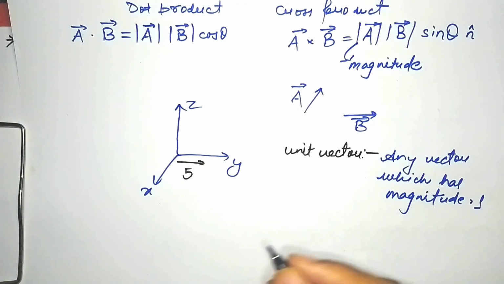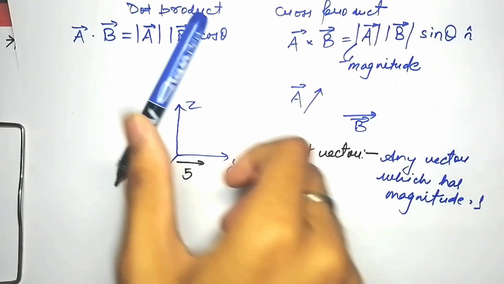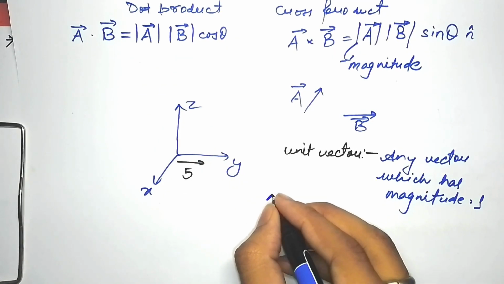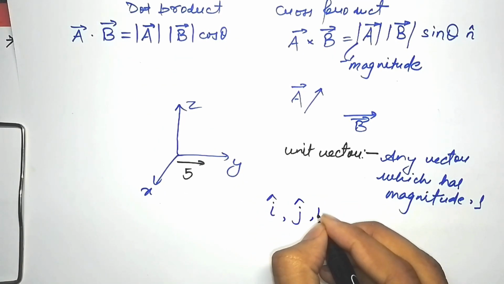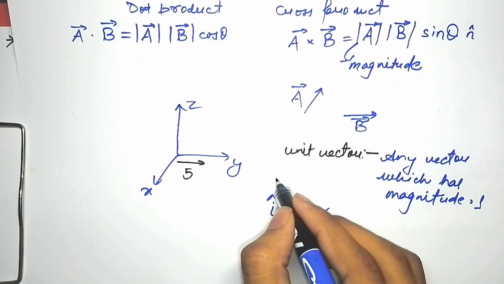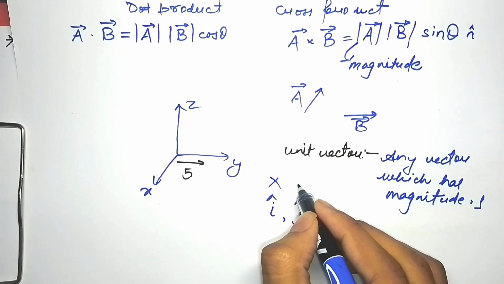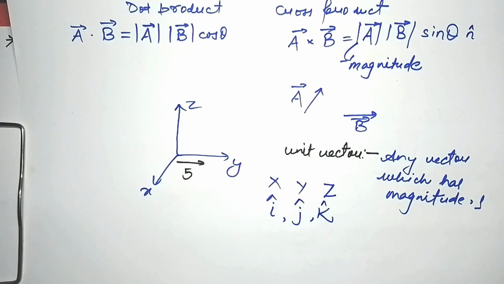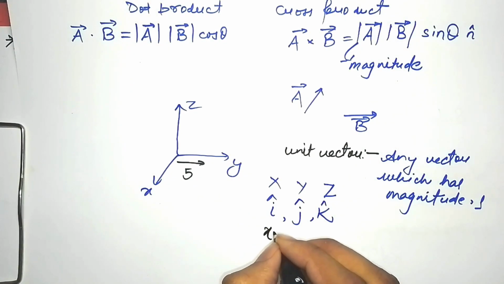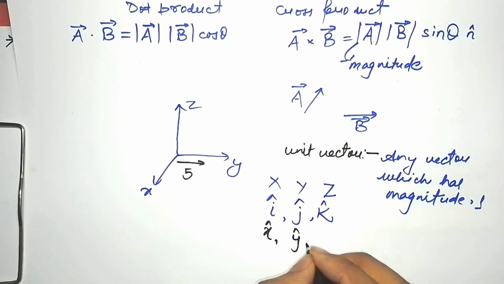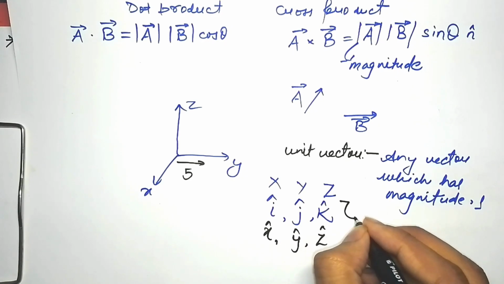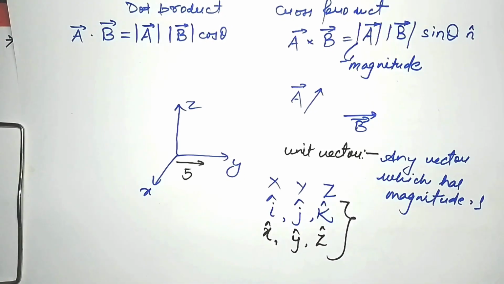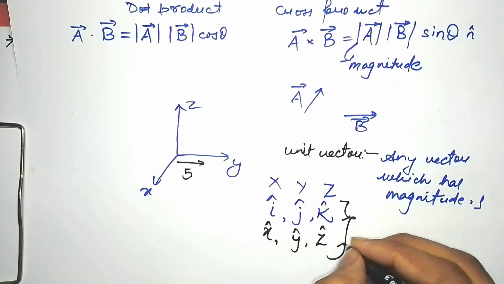So these unit vectors are named i cap, j cap, and k cap, where i cap is the unit vector in the x axis, j cap is the unit vector in the y axis, and k cap is the unit vector in the z axis. In David J. Griffiths' book, they are represented as x cap, y cap, and z cap. Both of them are right in their own way. You can use any one of them. I would be using both of them sometimes.